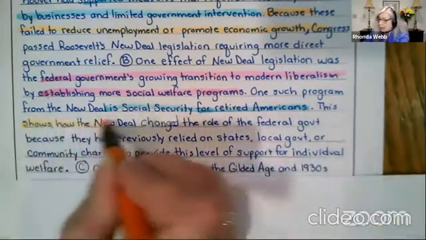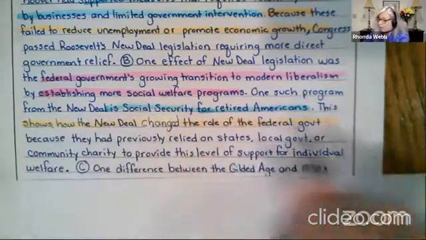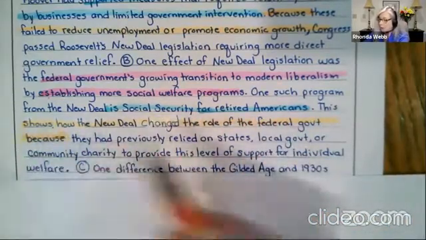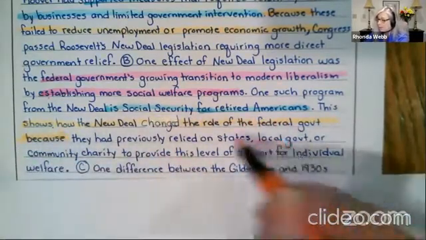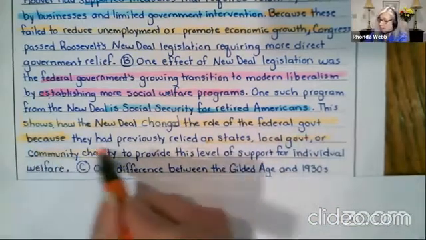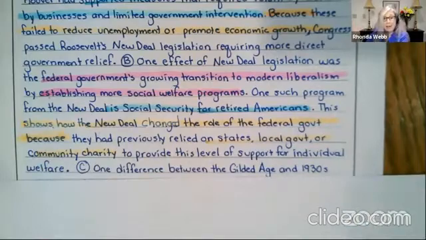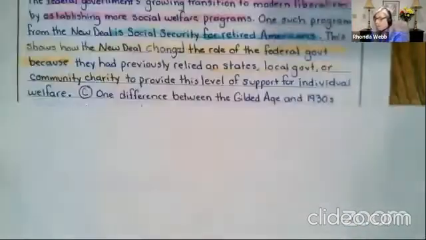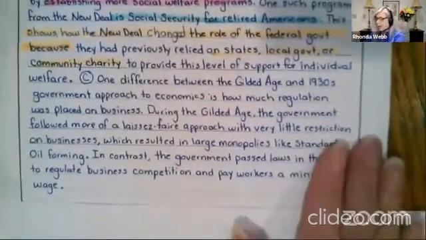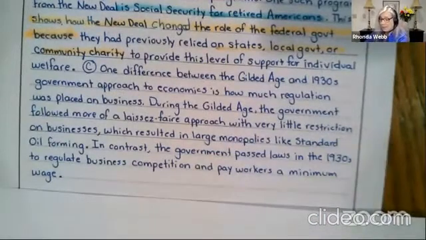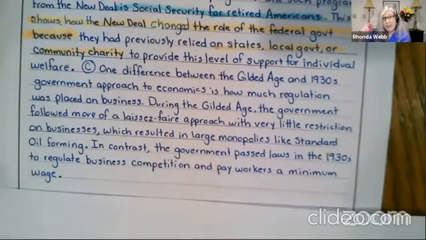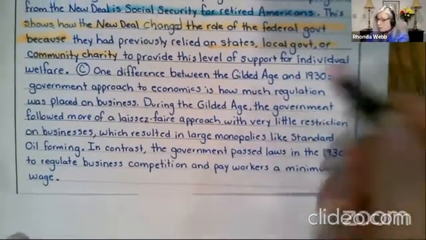This shows how the New Deal changed the role of the federal government because they had previously relied on states, local government, and community charity to provide this level of support for individual welfare. Now the government's providing it. And then the last thing, I've got to provide a difference between this and the Gilded Age. We studied the Gilded Age last time I was with you in Unit 6.